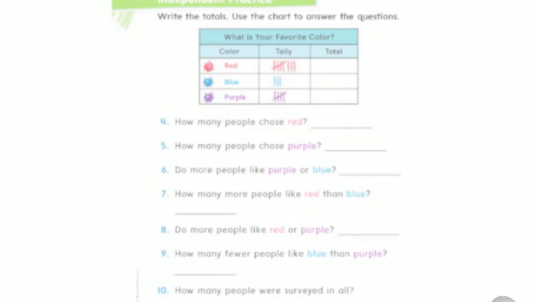To find out how many people were surveyed in all, you are going to add the number of tally marks next to red, the number of tally marks next to blue, and the number of tally marks next to purple to find the total number.